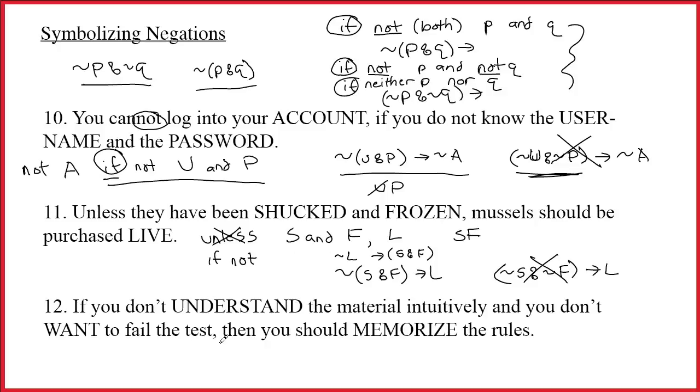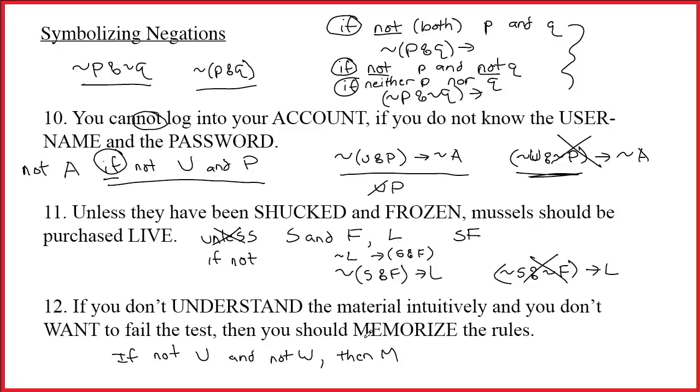All right, on to sentence number 12. Actually, this is probably the easiest sentence on the page. In fact, I know it is. People don't make nearly as many mistakes with this one. If I rewrite it, it says, if you don't understand the material intuitively, and you don't want to fail, not W, comma, then you should memorize the rules.